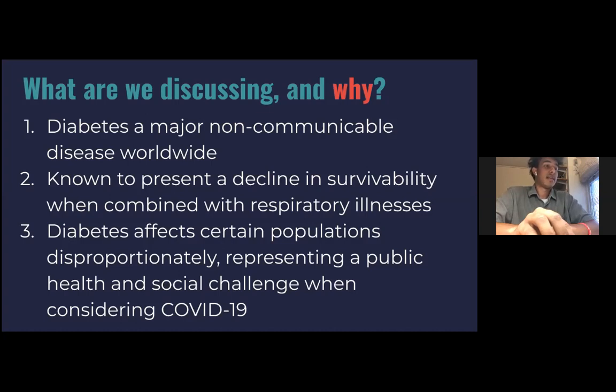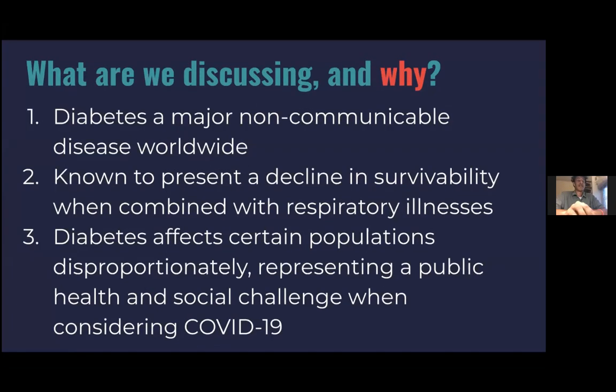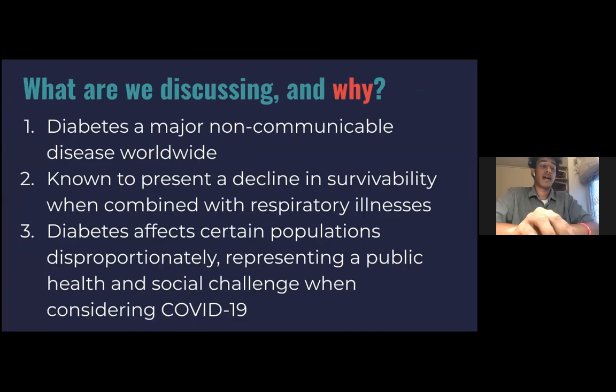And lastly, diabetes is known to affect certain populations really disproportionately, as was previously mentioned. And this really represents a serious public health and social challenge when we consider COVID-19, just because of its extremely widespread nature and how quickly it spreads, and also the fact that COVID-19 itself also affects certain populations really disproportionately. So studying the interactions of these two diseases is really important for improving the health outcomes of these communities where these diseases have such a disproportionate effect.